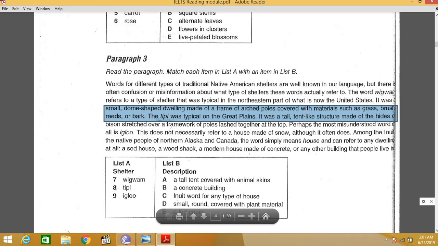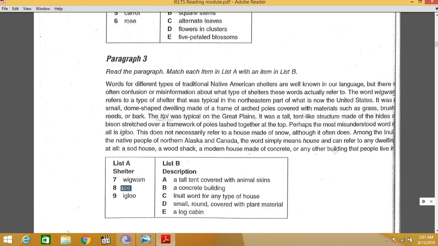And then let's check answers for 8. Tipi. The tipi was typical on the Great Plains. It was a tall tent. There we find that information. Tall tent like structure made of hides of bison, stretched over a frame and poles lashed together.